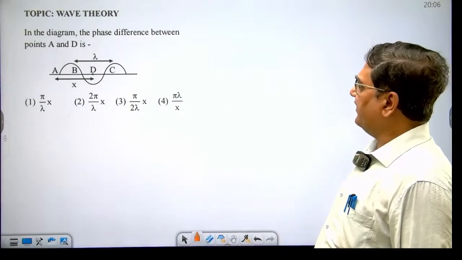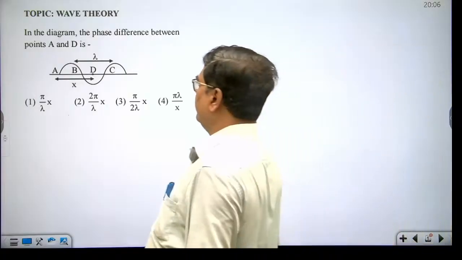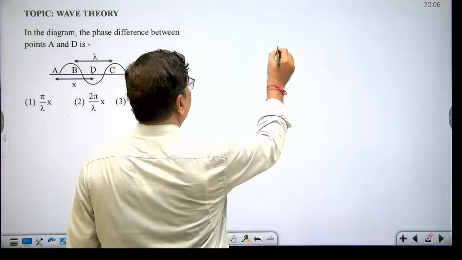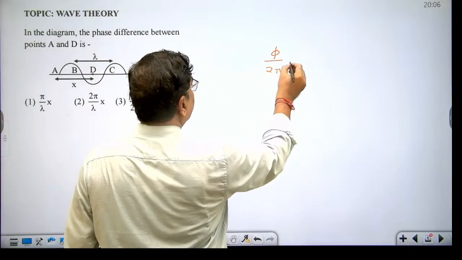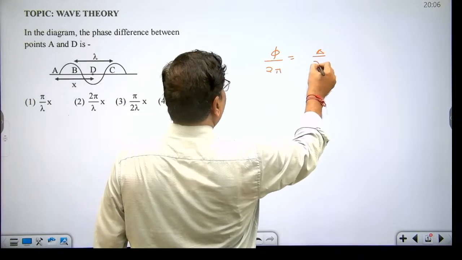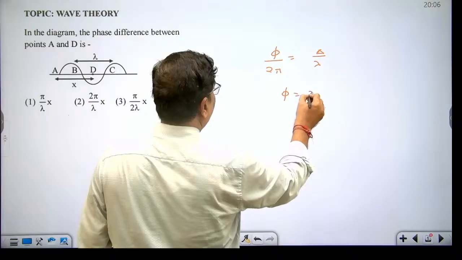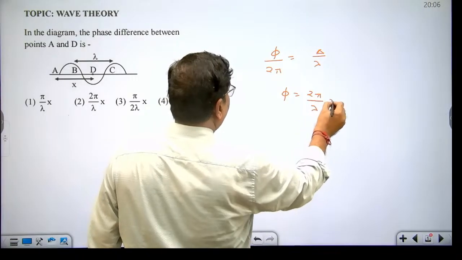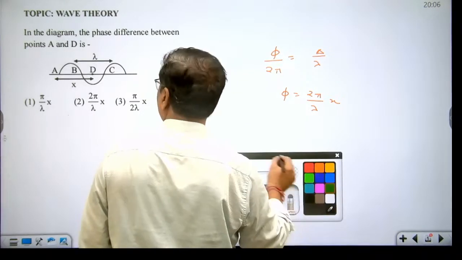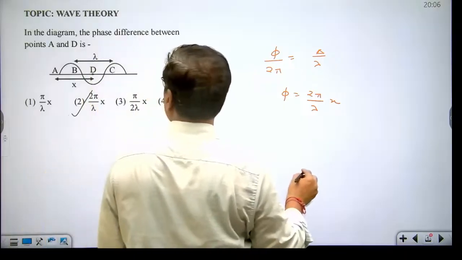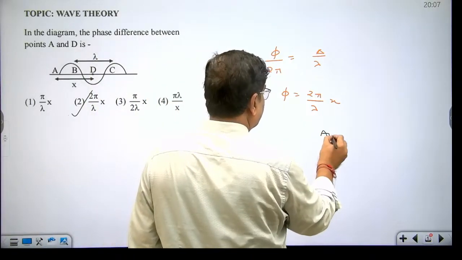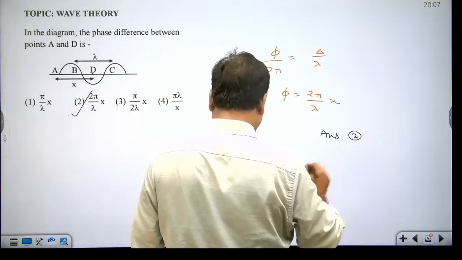In the diagram, the phase difference between points A and D is the general relation between phase difference and path difference. Delta is path difference. So this is 2 pi upon lambda into x. This is the relation. So out of 4 choice, the correct choice is option 2.